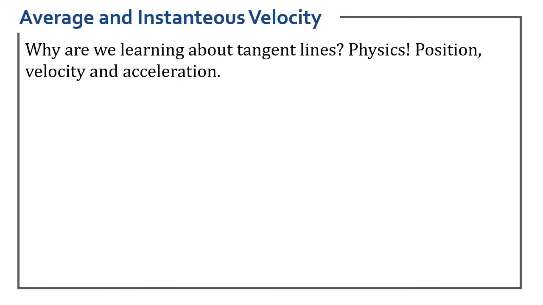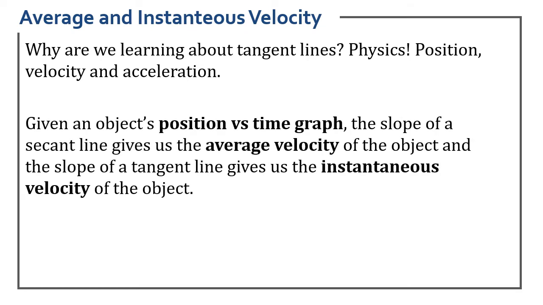Well, the biggest reason is because of physics. They help us with finding position, velocity, and acceleration of specific objects. So what are those? Given an object's position versus time graph, the slope of a secant line gives us the average velocity of the object, and the slope of a tangent line gives us the instantaneous velocity of the object.